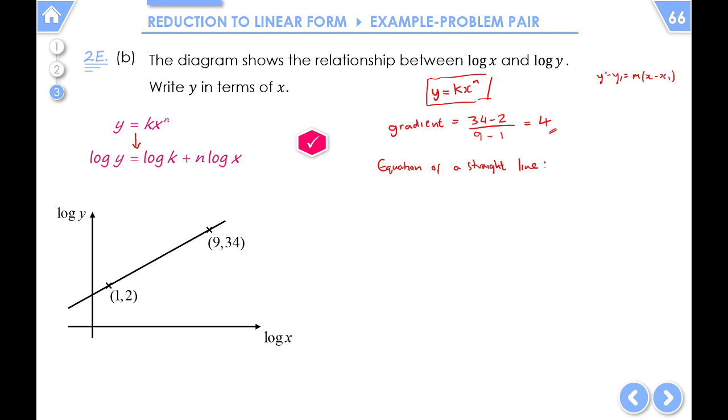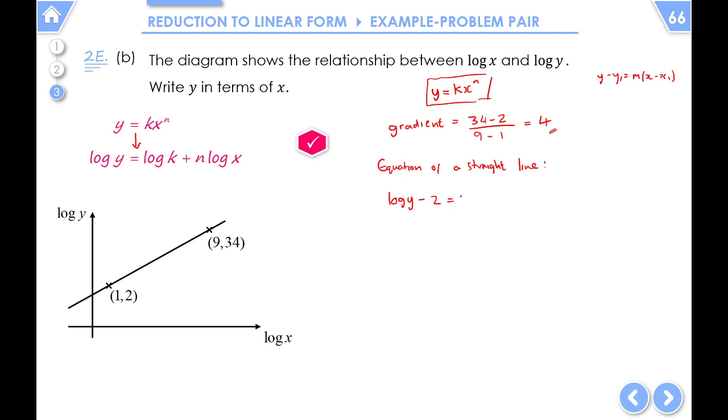Okay, here this first bit then, y minus y1. Remember, it's not y that's on the y-axis, it's log y. So we're going to have log y minus the y coordinate. I could use either, but I would rather use 1 than 9. Sorry, I would rather use 2 than 34. So I'm going to write log y minus 2.